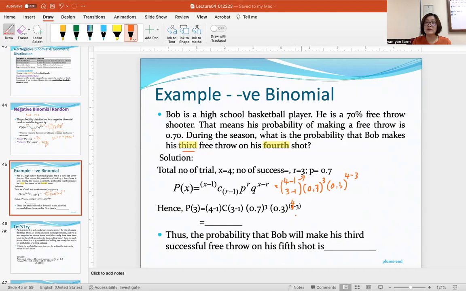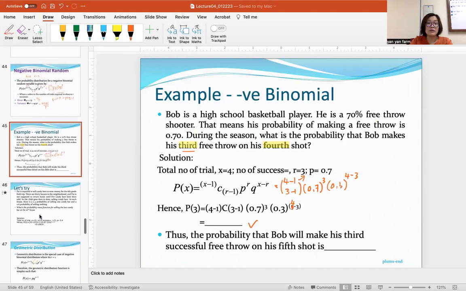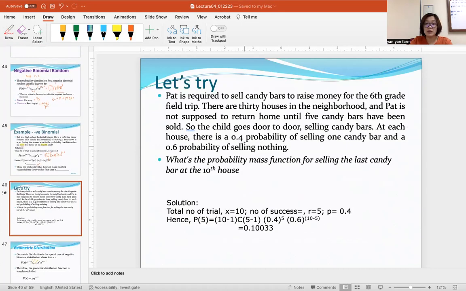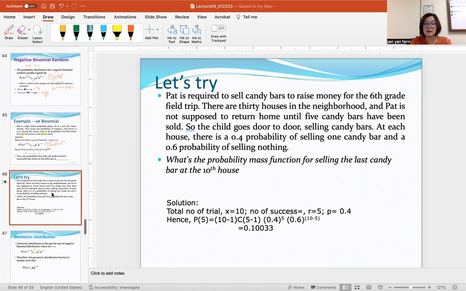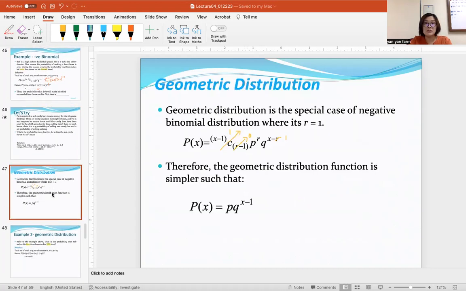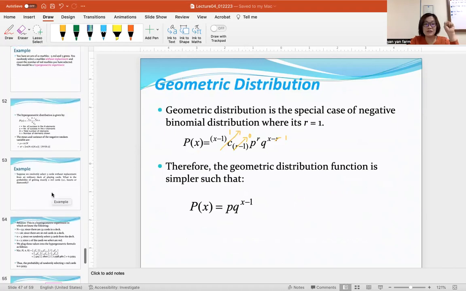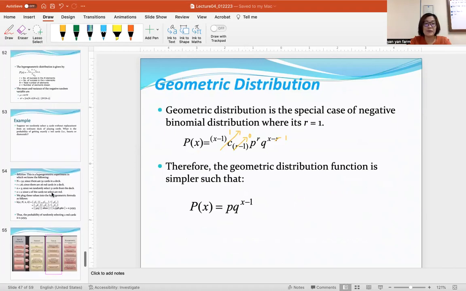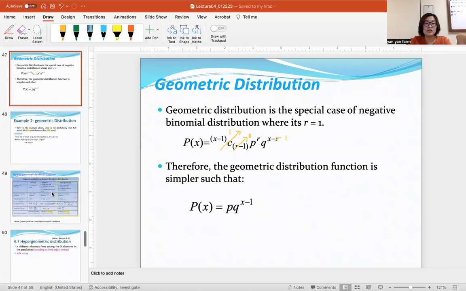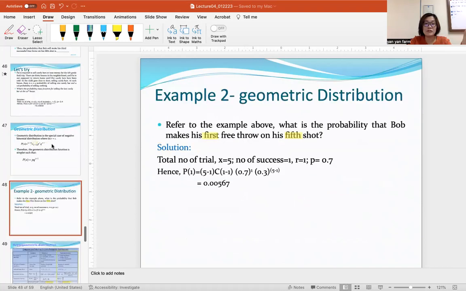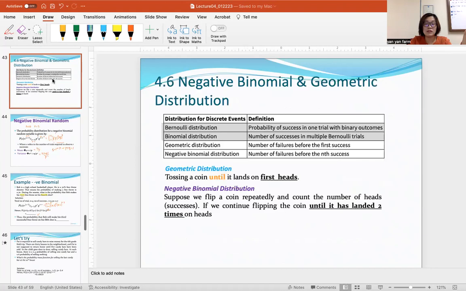This is 4 minus 3, and then here you go, you get your answer. Okay, so yeah, you can try the next one, and we can discuss it in our tutorial again. So we have another distribution to look at, okay? So the geometric distribution that I mentioned to you just now, go back to the summary.